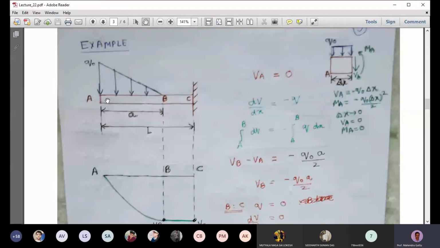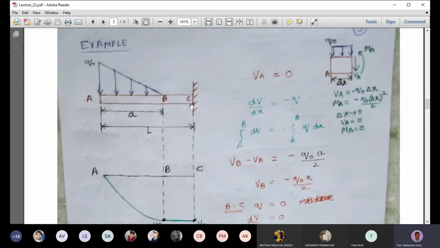So what we are having here? We are having a cantilever beam. In a cantilever beam, one end is free and the other end is fixed. So we have a triangularly distributed load acting between A to B. The length of AB is a. The total span is L. We want to draw the shear force diagram and bending moment diagram.